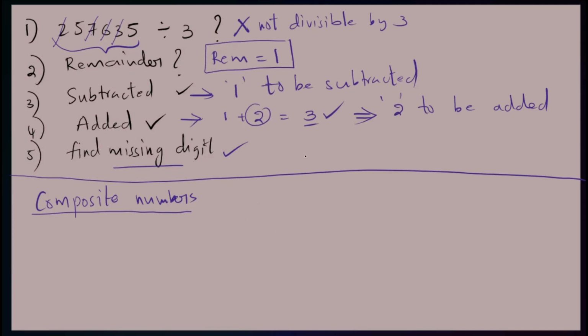For example, you have a composite number 6. So what is the divisibility rule of 6? Let me find the factors. It is 1 into 6 and 2 into 3. So if a number has to be divisible by 6, it has to be divisible by both 2 and 3. The divisibility rule of 6 is that it should be divisible by both 2 and 3.